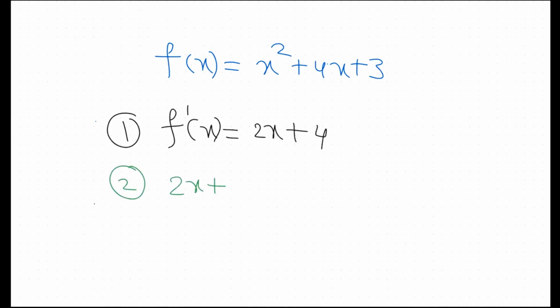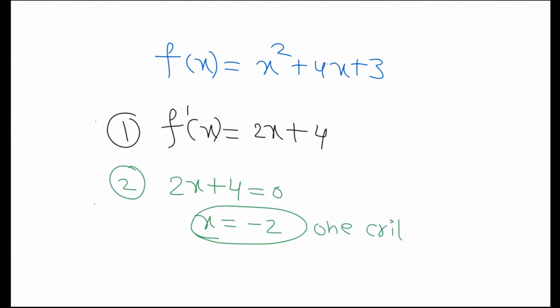Get x value. I got only one x value. Sometimes you will get 2, 3 x values. So I got only one critical point. Third one: calculate f double dash. What is f double dash? What is the differentiation of f dash? 2. So now you need to put the critical point here.